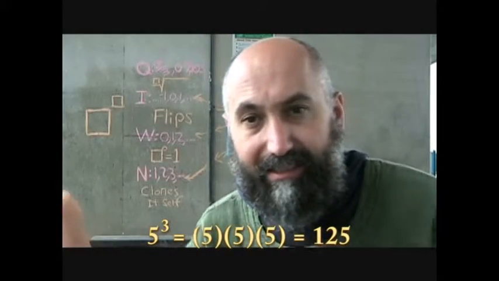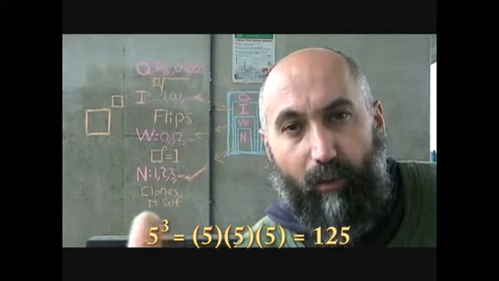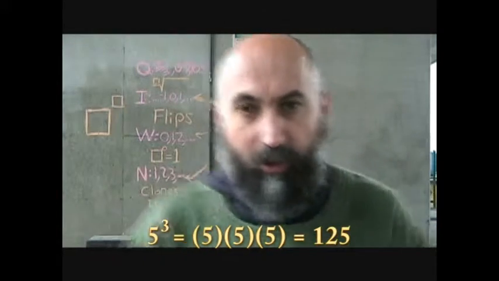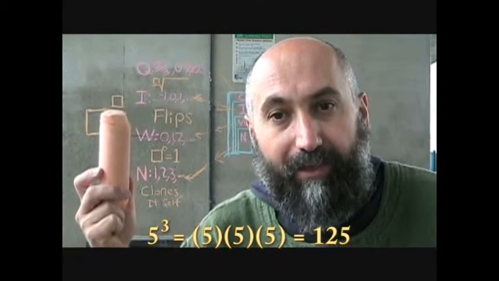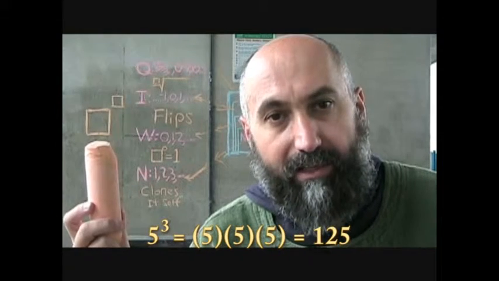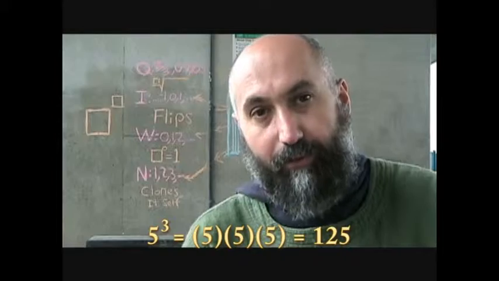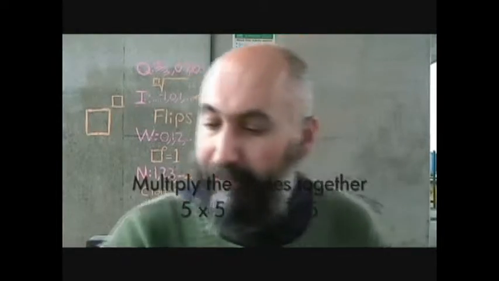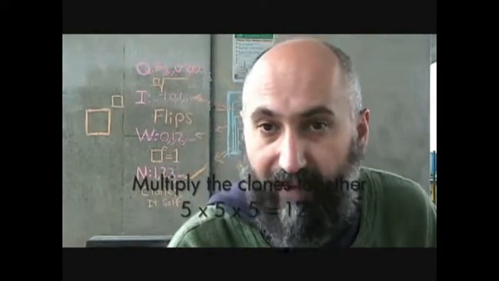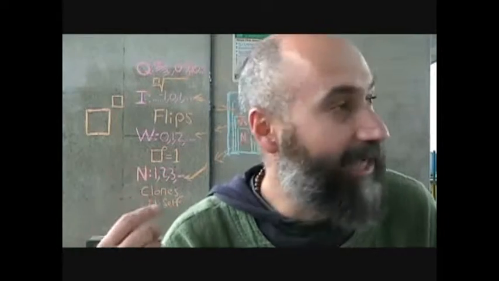The way that works is, in the natural number set, what that does is clone it. So when you put a 3 in the small box and a 5 in the big box, what that does is it says multiply 5 together 3 times. So what happens is it goes 5 times 5 times 5. Okay? And that's the natural numbers.